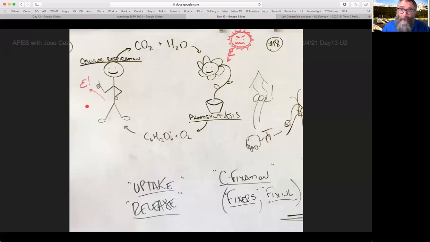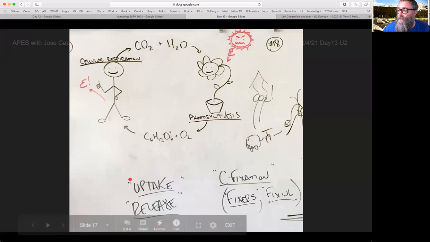You might remember some vocab, right? Autotroph makes its own energy storage compounds, and heterotroph uses somebody else's energy storage. But I don't know, this is the easy part of the carbon cycle. I don't really have a lot to add, I don't think.